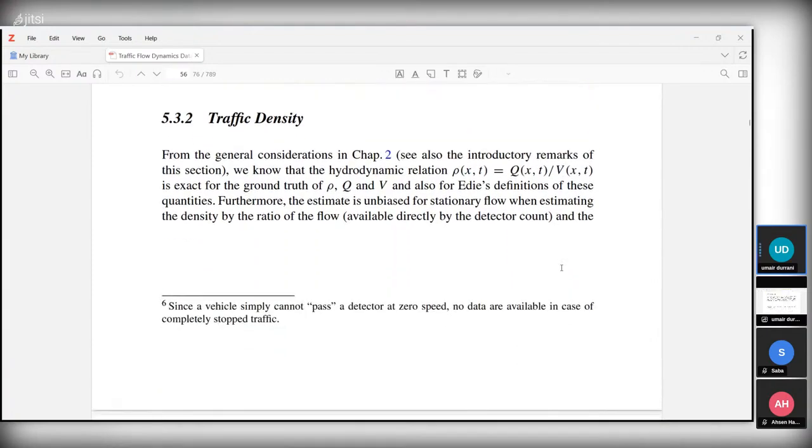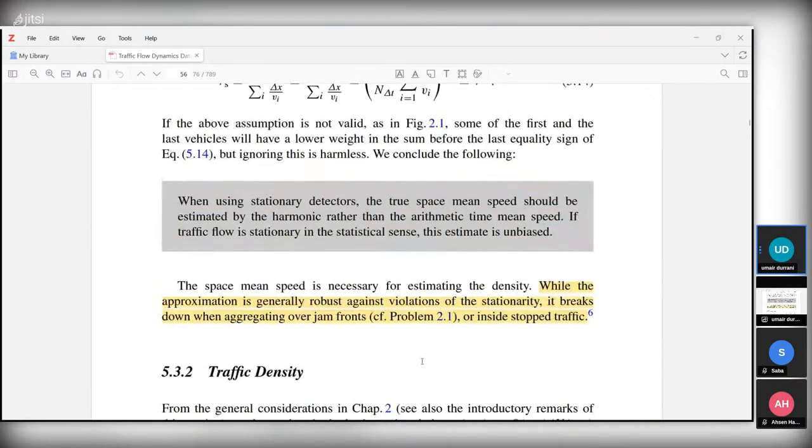In the next section, we are now estimating the traffic density. But any questions for this section, please let me know.